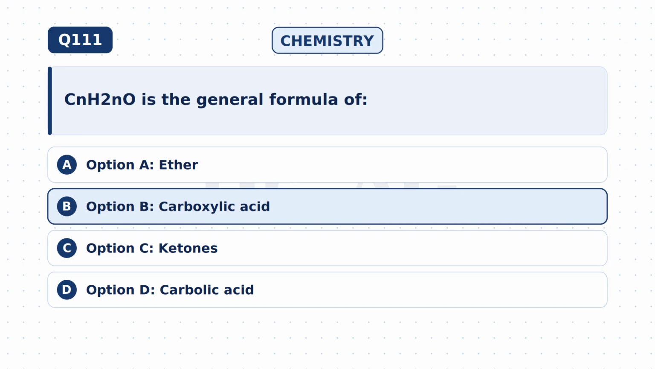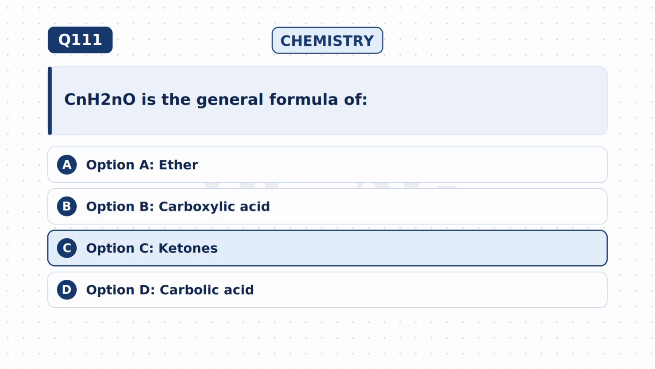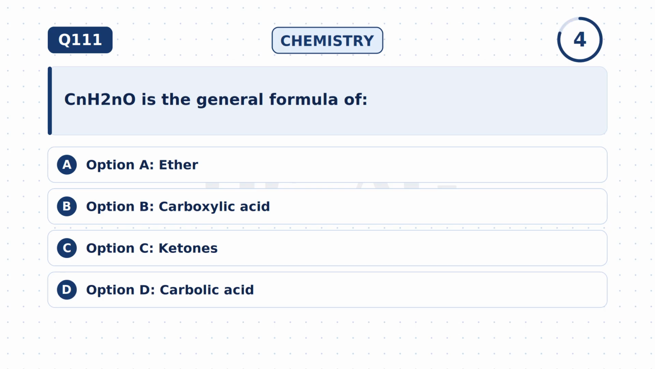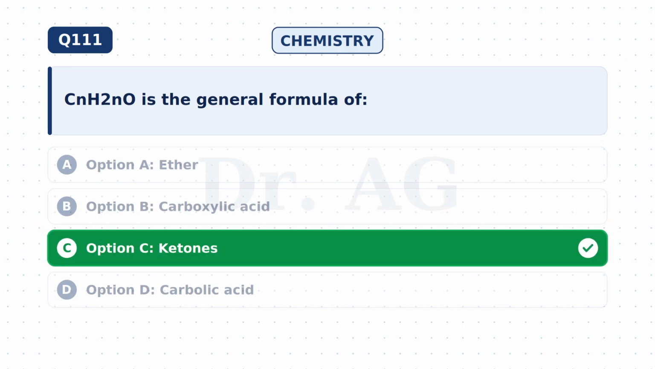Question 111. CnH2nO is the general formula of. Option A, ether. Option B, carboxylic acid. Option C, ketones. Option D, carbolic acid. The correct answer is C, ketones.